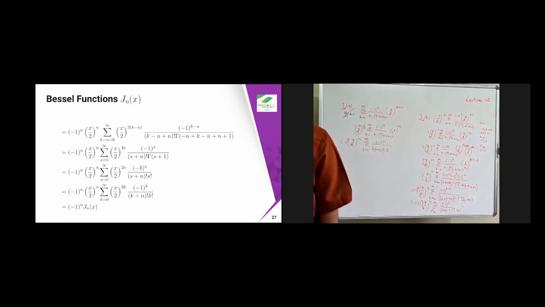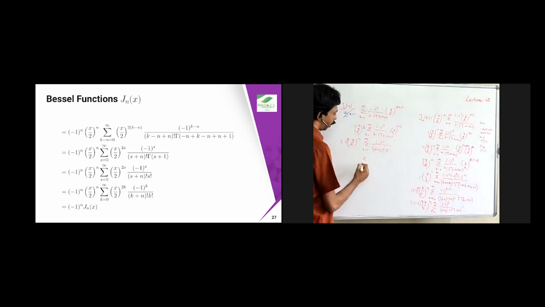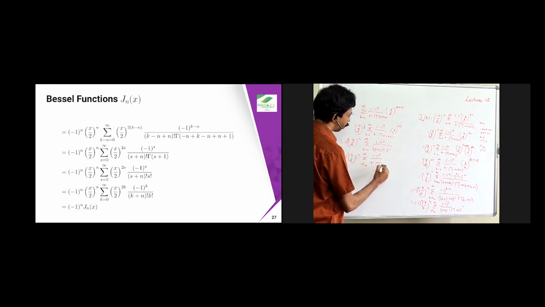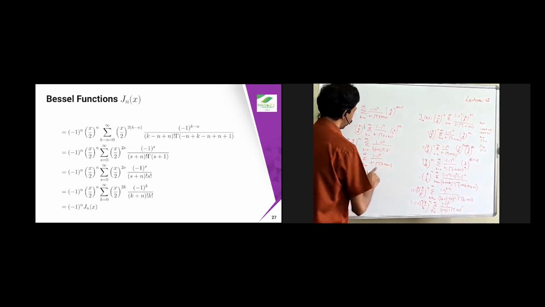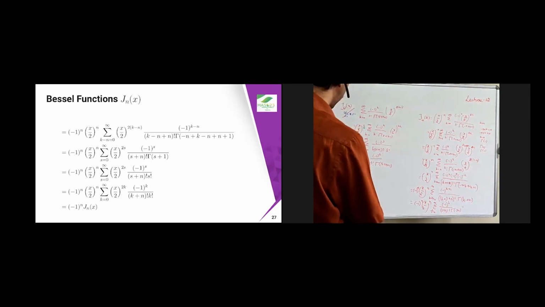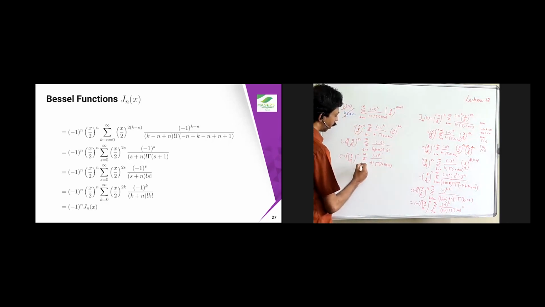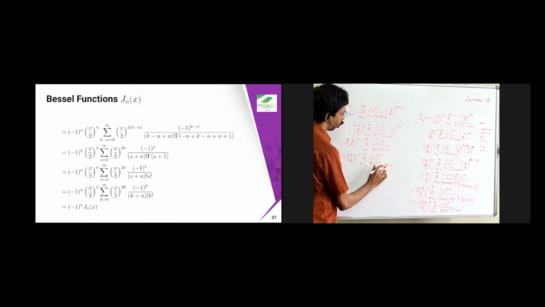And this I can rewrite (s plus n) factorial as gamma of s plus n plus 1. So it's going to become summation s equal to 0 to infinity, same thing here, minus 1 power n (x by 2) power n, minus 1 power s divided by s factorial into gamma of s plus n plus 1. This s is again a dummy index, so I can replace this as k, k, k.